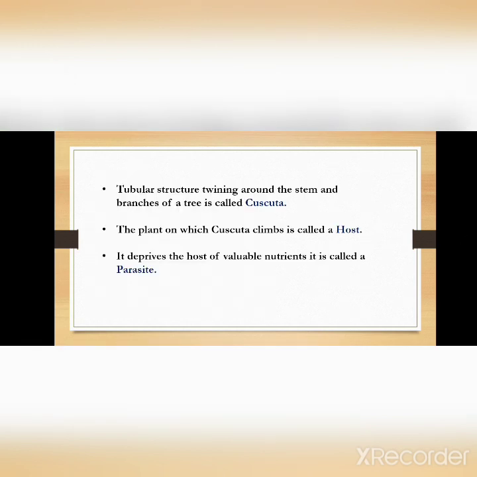The tubular structure twining around the stem and branches of a tree is called cuscuta. The plant on which cuscuta climbs is called a host. It deprives the host of valuable nutrients. It is called a parasite.